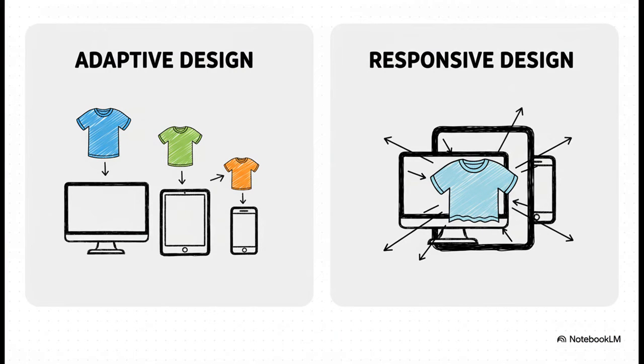On one hand, you've got adaptive design. This is like having different outfits for different events. The server literally detects, oh, you're on a phone, and sends a pre-made layout just for that phone. On the other hand, you have responsive design. This is more like wearing a super stretchy fabric. It's one single fluid layout that just beautifully rearranges and stretches itself to fit whatever screen it's on.